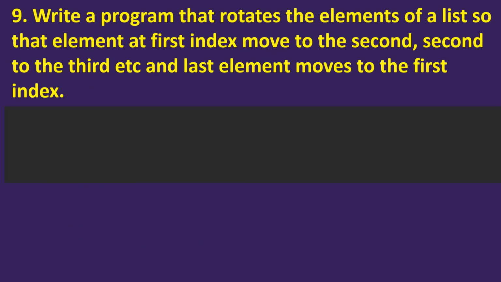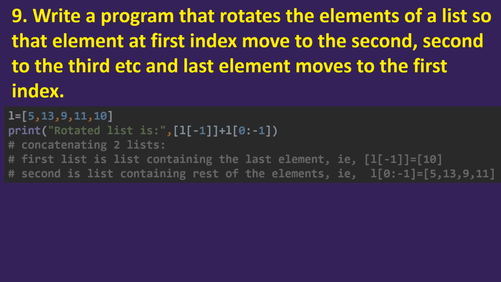Now write a program that rotates the elements of a list so that element at first index moves to the second, second to the third, etc., like this, and last element will move to the first index. So you can see here your list is like this. Now we have to print the rotated list.